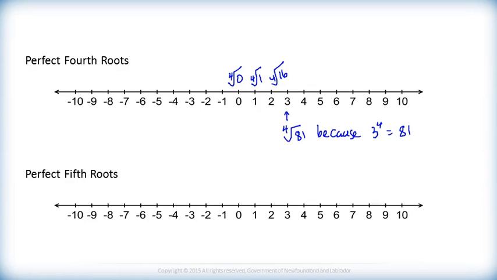You should do some of the common 5th roots as well, such as the 5th root of 32 is 2. The 5th root of 243 would be 3. Also remember, you can have negative radicands when you are doing 5th roots because you have an odd index.